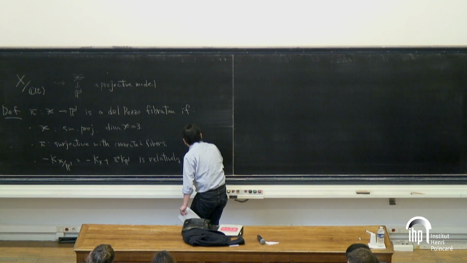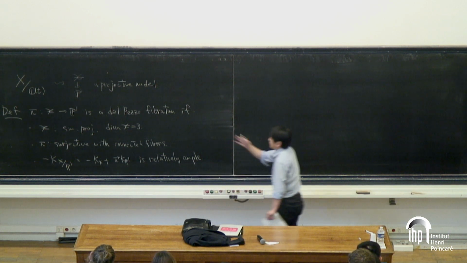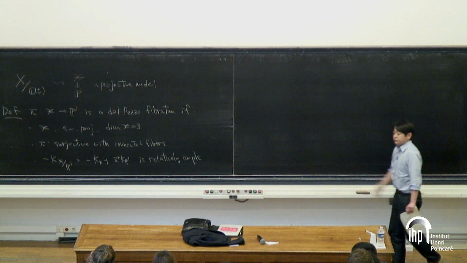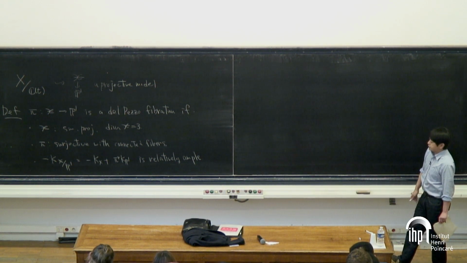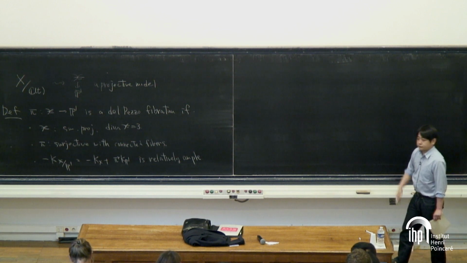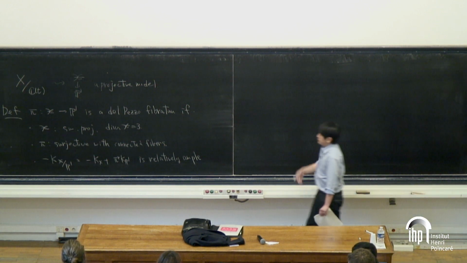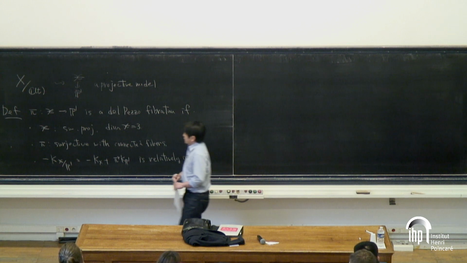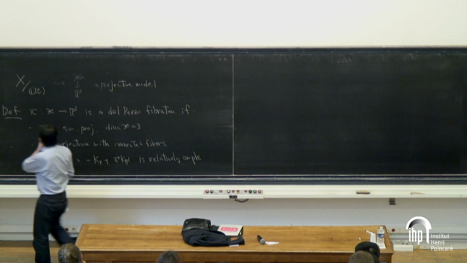So in particular, by this definition, the general fiber is a smooth surface, and the anti-canonical class is ample. So this is the Del Pezzo surface. So this is really a Del Pezzo fibration. Then I should make some remark about it.